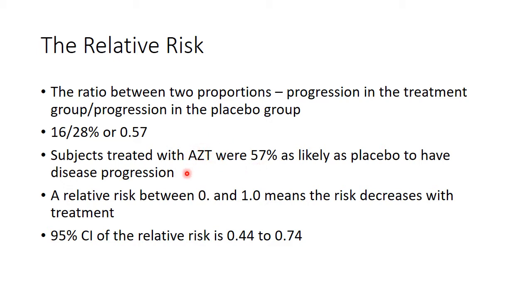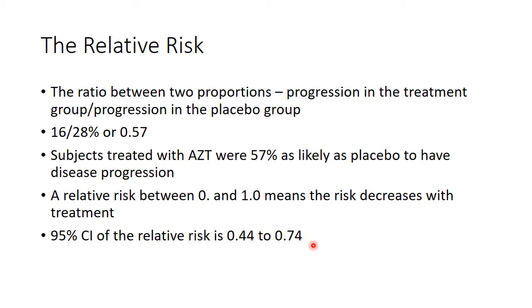Okay, a relative risk between 0 and 1 means that the risk is going to be decreasing with treatment. So it basically means that with a 95% confidence interval, they can see that the relative risk was anywhere between 0.44 to 0.74. So this means basically that my patients who received treatment were anywhere between 44% as likely as placebo to have disease progression, all the way up to 74% as likely. Okay, so still a benefit, right?